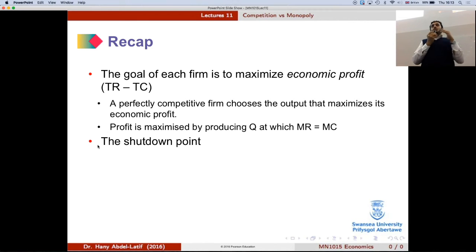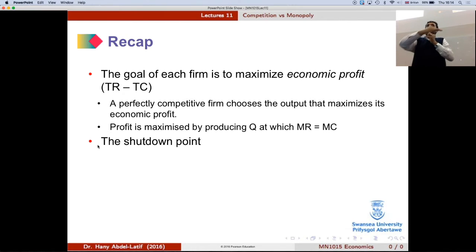The shutdown point is the minimum point on the average variable cost. I was talking about workers and employees, so I'm looking at the variable input. At that point, the minimum point on the average variable cost, if the price touches that point, it means the price covers the variable cost. The variable cost here is the cost of labor. We agreed last week that the variable input is labor and the fixed input is capital. We're talking about the short run, of course, when we talk about variable and fixed inputs.